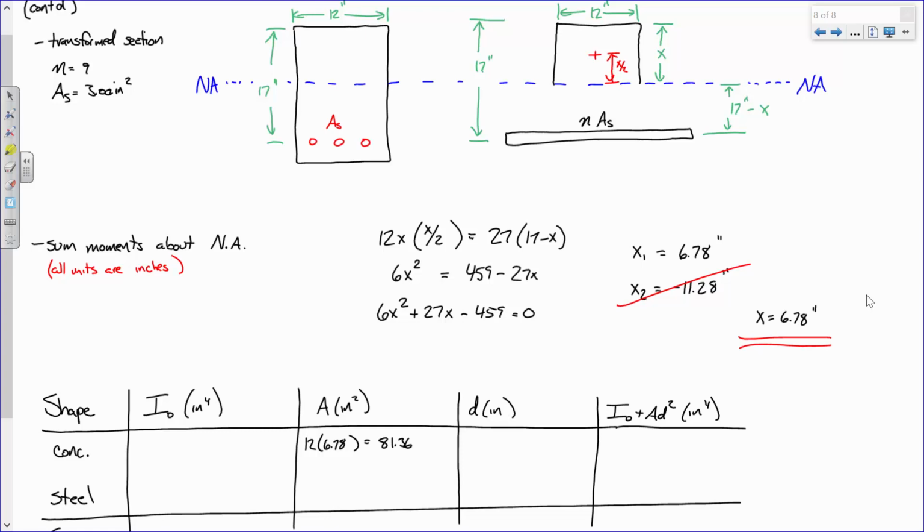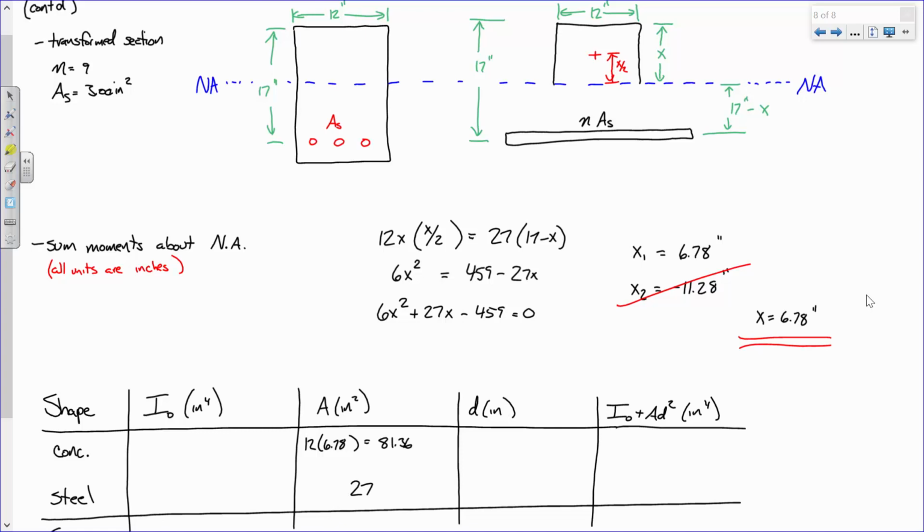Okay. Now, that is the area of the concrete. What's the area of the steel? Is that not just 27? Exactly right. It's just 27. See, not so bad. All right. Let's do the distances next.